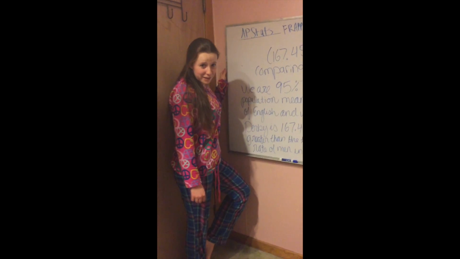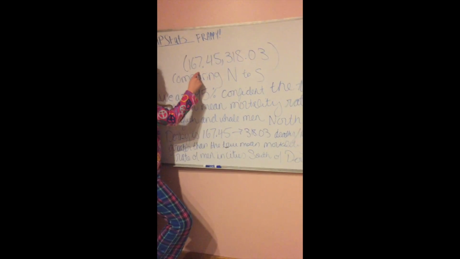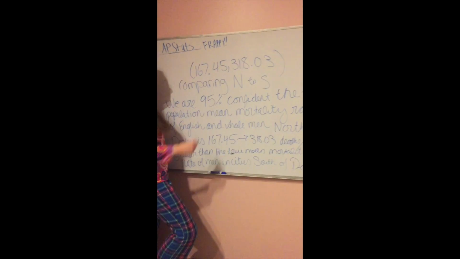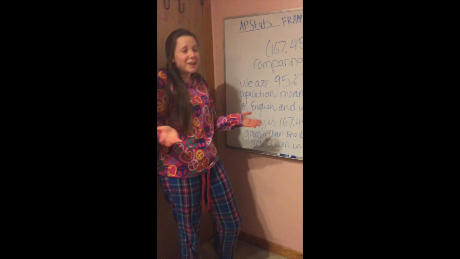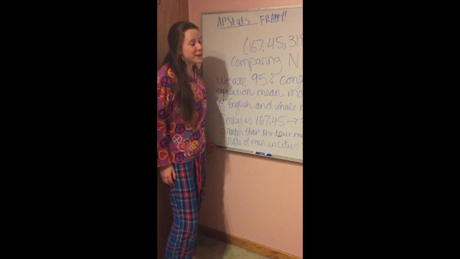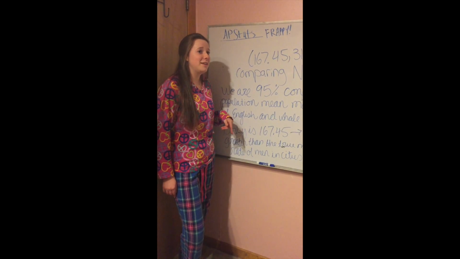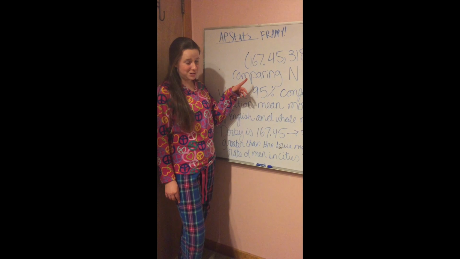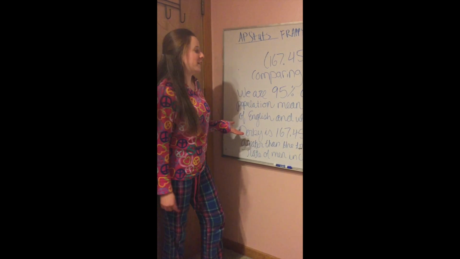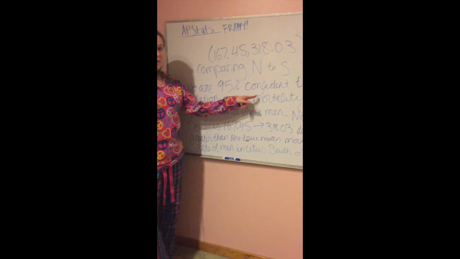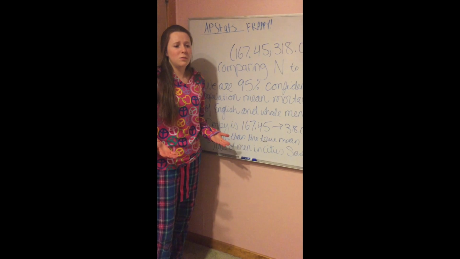Now that we have calculated the confidence interval, which is 167.45 through 318.03, we need to have a conclusion. What does this mean? Alright, so what we're doing is comparing the mean men's mortality rate in cities north of Derby to the mean men's mortality rate in cities south of Derby. So we're going to put this in our conclusion. We are 95% confident. Always start off saying how confident you are, because you don't want to be misleading.